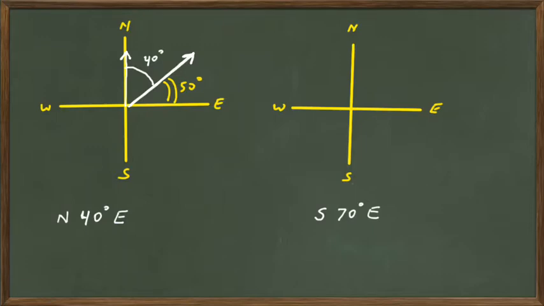How about south 70 degrees east? You go south, right? And then go 70 degrees towards the east. Would that be over here? And this would be a reference angle of 20 degrees, right? It's a little tricky, the notation. Once you get used to it, it's not too bad.